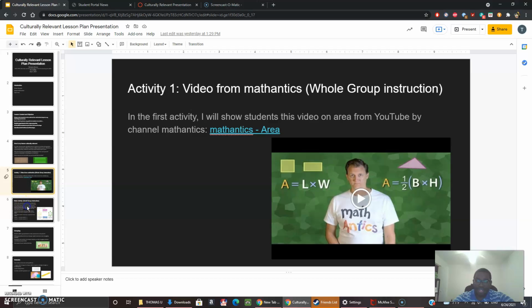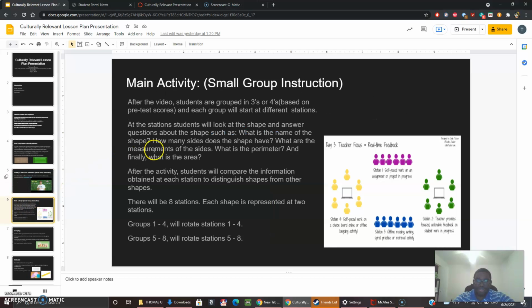Then in the second activity, I'll do stations by grouping the students by threes or fours, and then at each station, they'll have to answer these questions. They'll have a shape at the table, and they'll have to determine what the name of the shape is, how many sides the shape has, the measurements of the sides, what's the perimeter, and what's the area. And so there'll be 8 stations, and groups 1 through 4 will rotate through stations 1 through 4, and then groups 5 through 8 will rotate between stations 5 through 8.